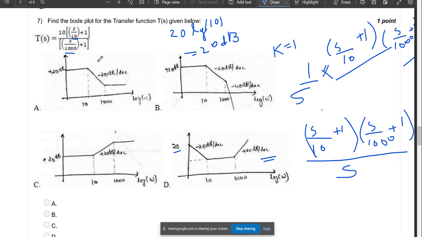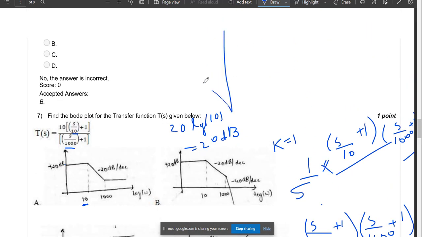We will arrange it in ascending order. So first 10 will come, then 1000, right? When we make Bode plots, we put all the poles and zeros in ascending order, and then we draw the curve. So here 10 will come first in log w, and here it is constant, so something like this is happening.